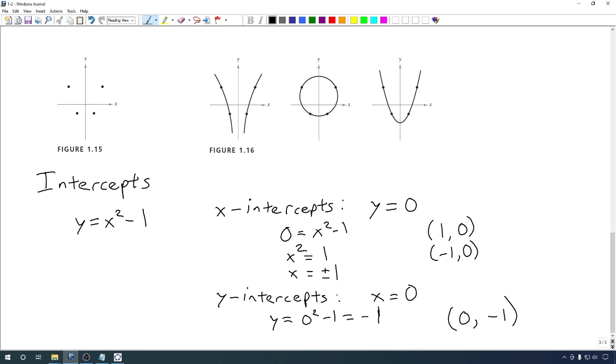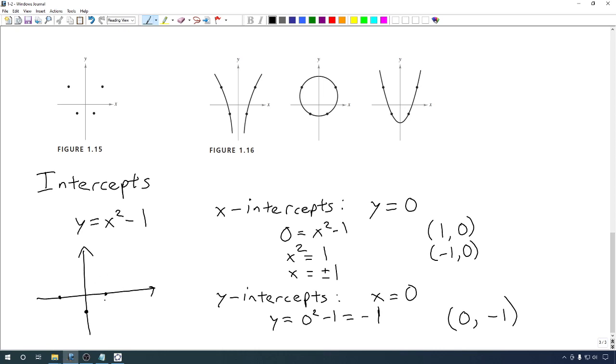And so if we were to plot this particular curve, we would know, let's draw it over here. We know it has to hit the y-axis at 0, negative 1, so we go down 1 on the y-axis. And it has to hit the x-axis at 1 and negative 1. So we'll go 1 either direction on the x-axis.